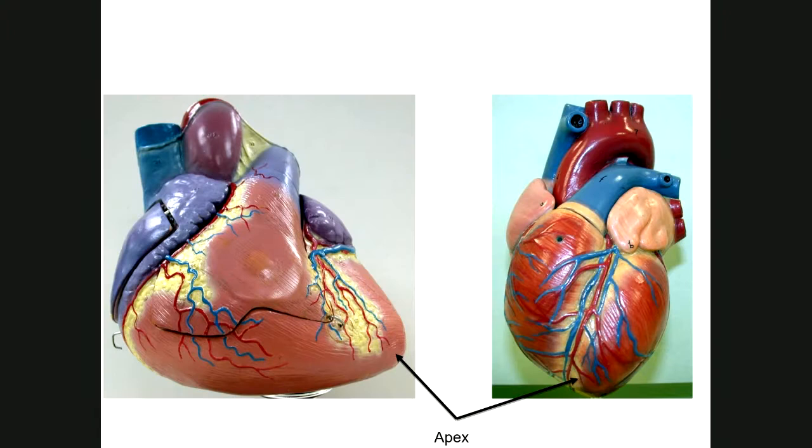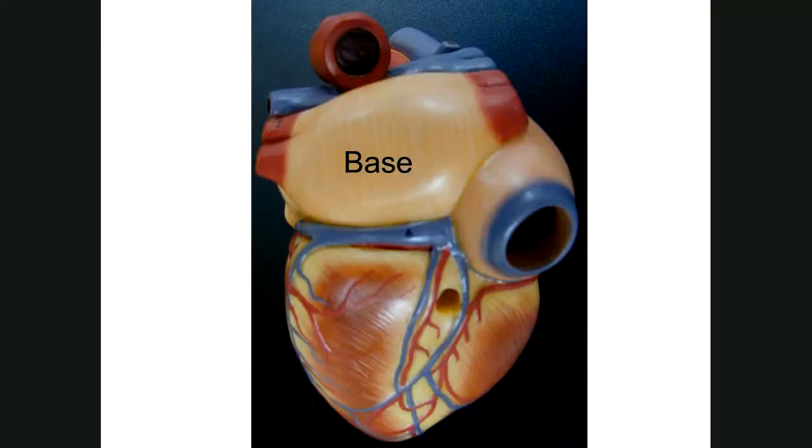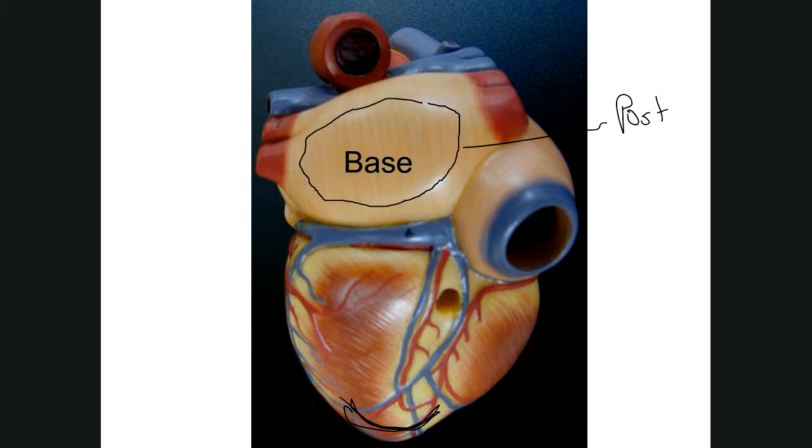So remember, it looks a little bit like a Valentine's Day heart. And the Valentine's Day heart has a point at the bottom. And so does the real heart. That's called the apex. So that's this pointy part down at the bottom. That's the apex. So that's this right here. On the posterior side of the heart, the back side of the heart, there's sort of a flat area right here near the top. And that's called the base.